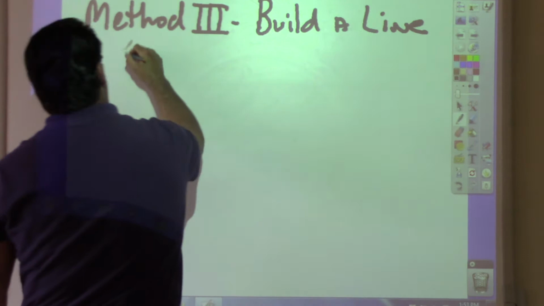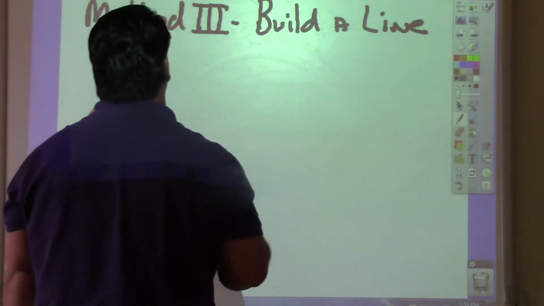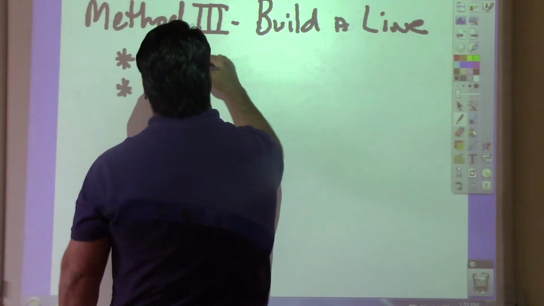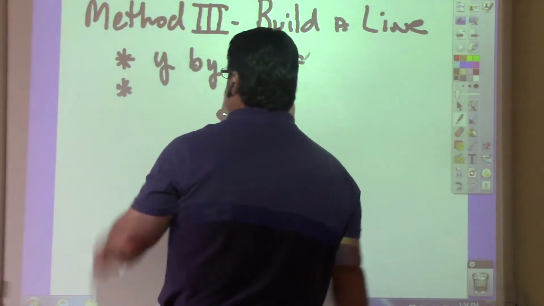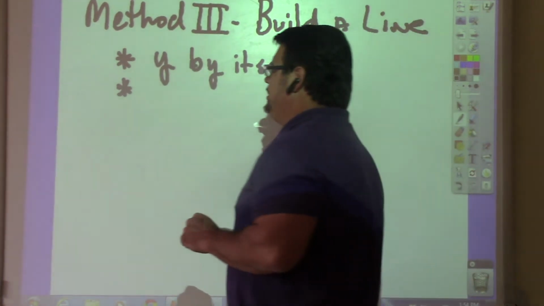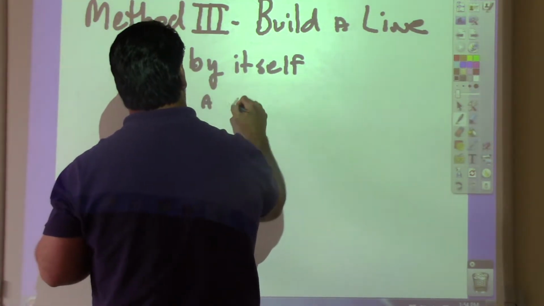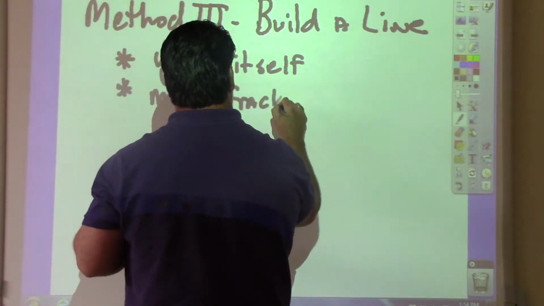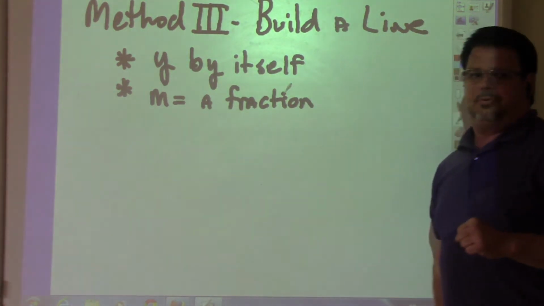I tell students there's two types of problems you need to use this one with. One is when y is by itself. Well, method 1 does that too. Yeah, but the second one is where you really use it, and that's when m is equal to a fraction. That's the best time to use this method.